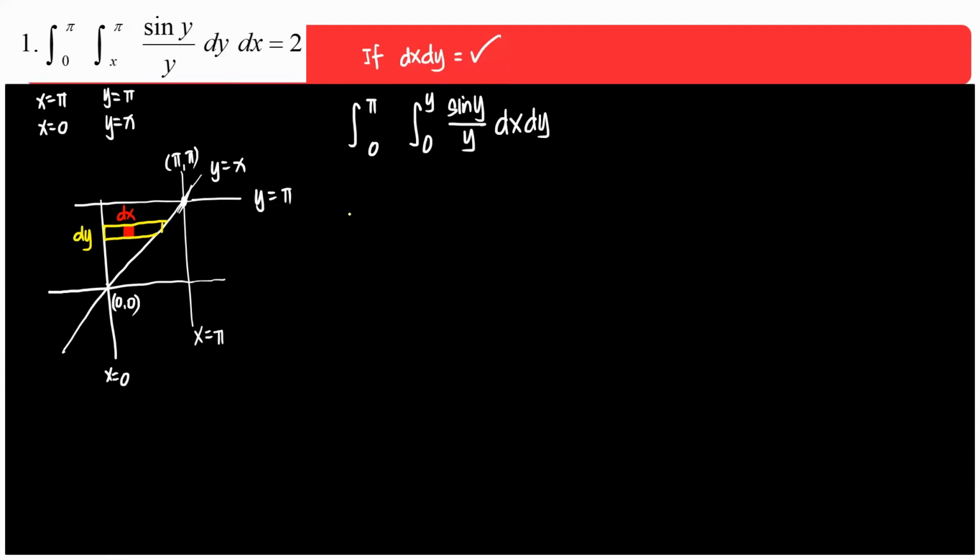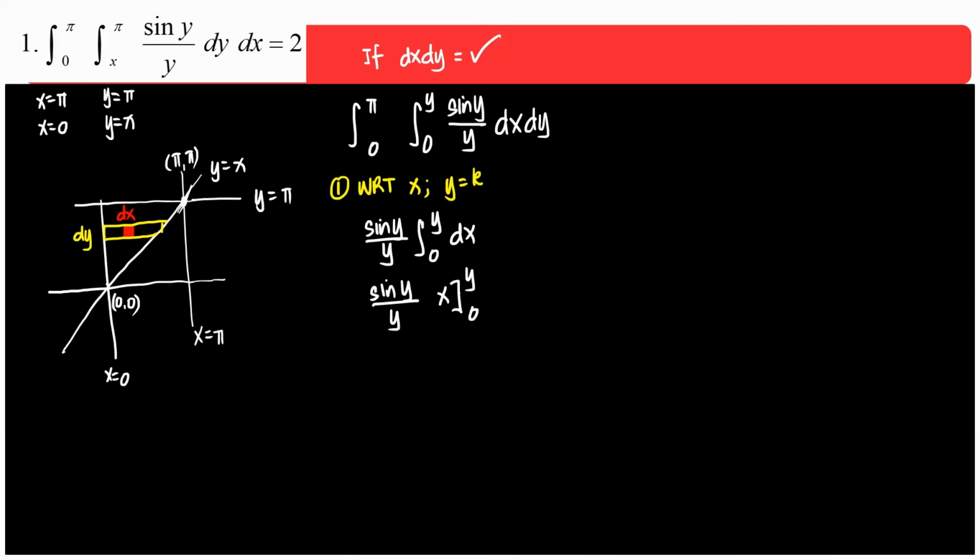So with that, let's do our first integration. If it's with respect to x, the whole y is constant. So if we rewrite this, I can bring out sine y over y. This is the new problem, right? So sine y over y, x from 0 to y. So that means sine y over y times y minus 0, right? The y cancels out. You are left with sine of y.